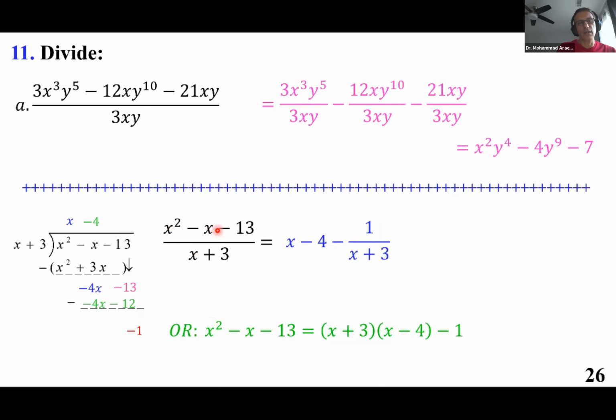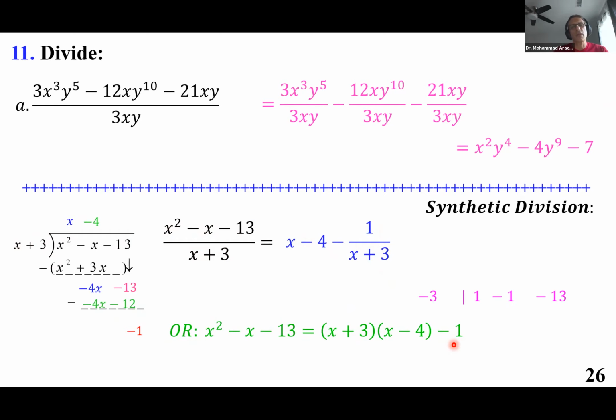So take a look. This is fine. This is fine. The divisor times the quotient plus the remainder. The remainder happened to be negative 1. I want to go over the synthetic division, which is coming up in the next courses. If you learn it, fine. If you want to do it that method, that's fine.